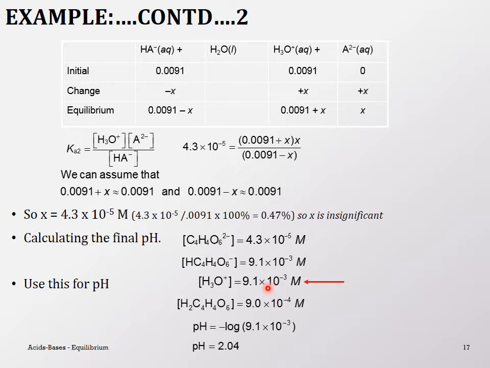So it's just a little bit of a lengthy calculation, not a hard calculation, because you can't ignore X in the first ionization. So you have to go through the quadratic equation. There is no way out.